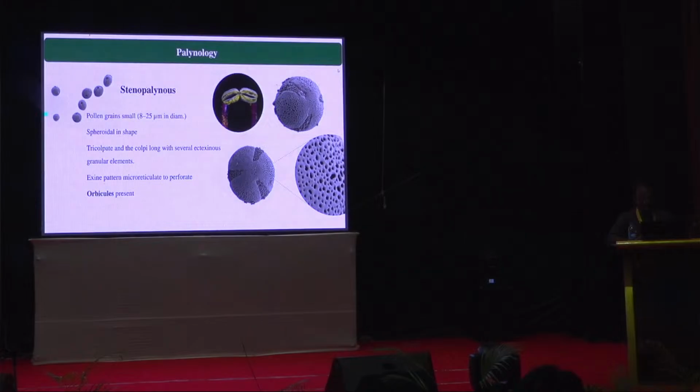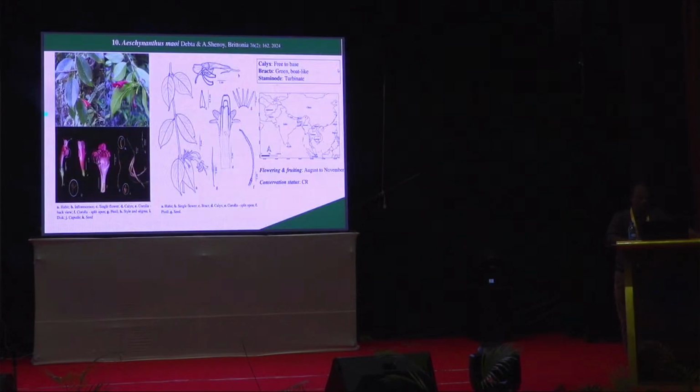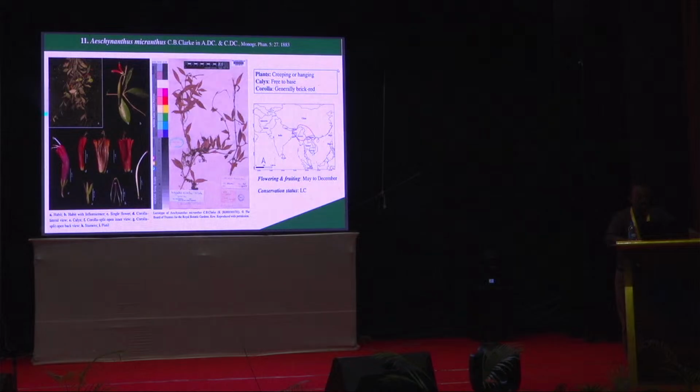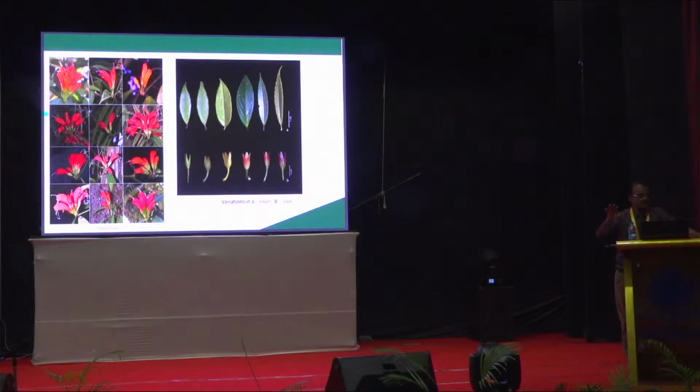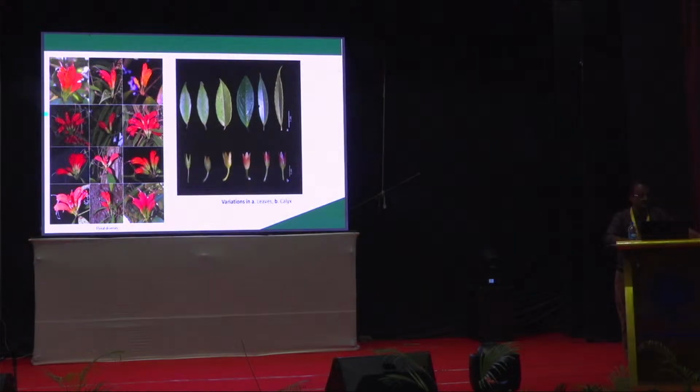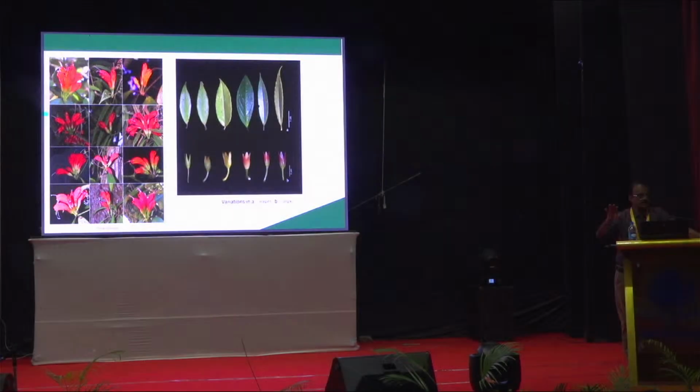Because of the time limit, I am going through quickly. What we interestingly found is the presence of orbicules in the pollen grains, which were not even reported earlier. This is one of the widely distributed species in the Indian context. We can see it is widely distributed and also exhibits variations, for example in leaf size, at the calyx level, and at the floral level.